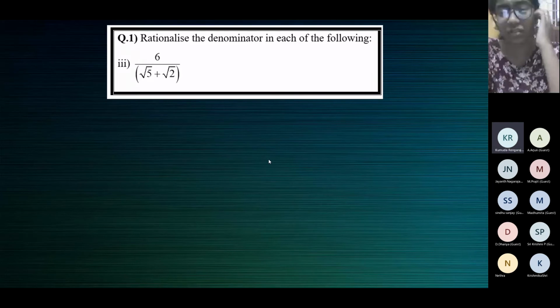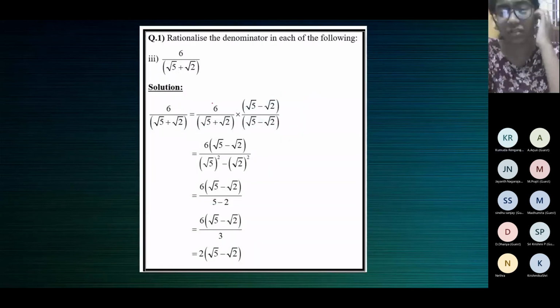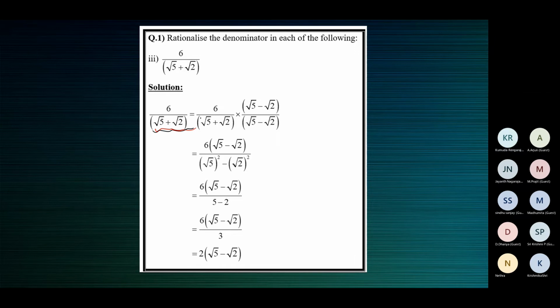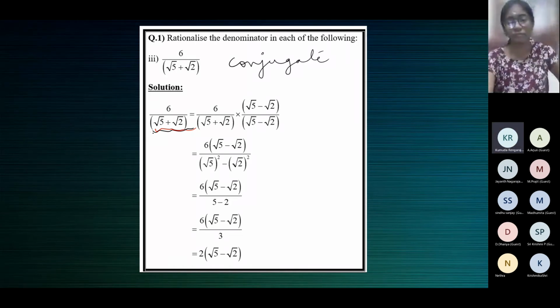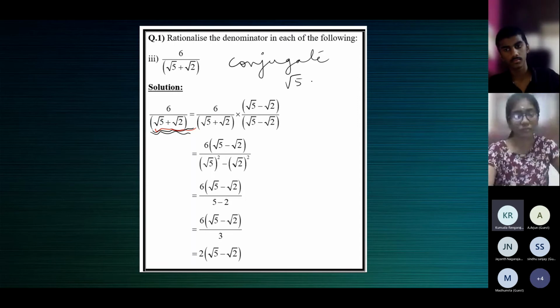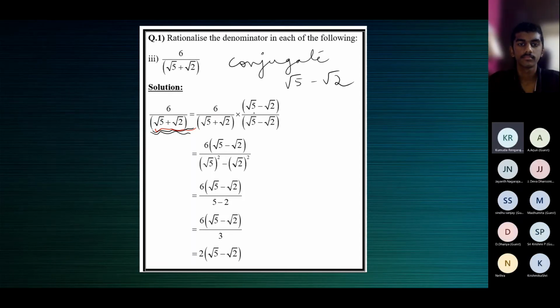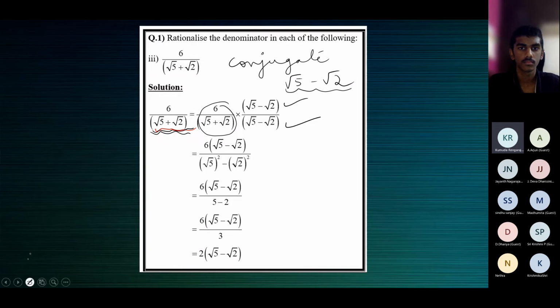All right, let's see this one. The denominator is clearly irrational. So we need to rationalize the denominator. The conjugate of root 5 plus root 2 is root 5 minus root 2. So this is the given expression. We multiply the numerator and denominator by the conjugate, root 5 minus root 2.